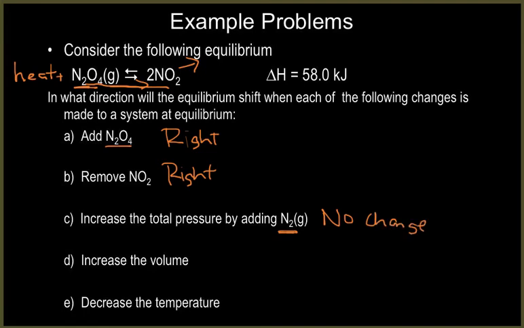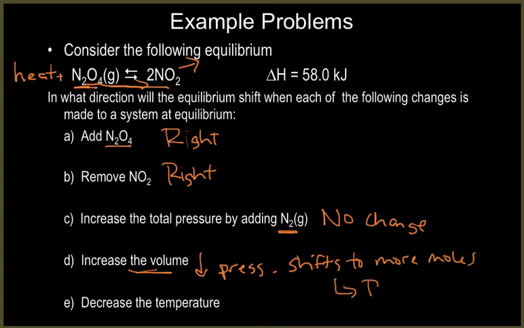If I increase the volume, I have to think about what I said when you are shifting depending on which side has more moles, which side has less moles. So if I increase the volume, I am decreasing the pressure, and when that happens, it shifts to the side with more moles. So it's going to shift to the right. So it shifts to more moles, which would be to the right.